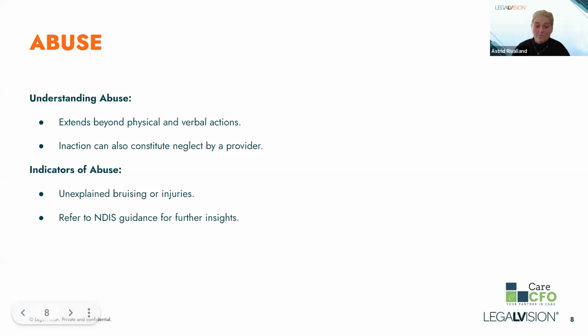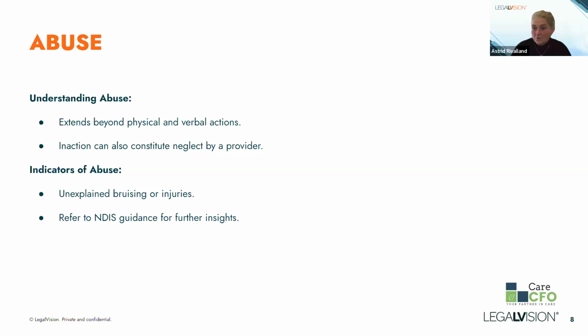What is abuse? One of the things that you will most likely have your staff come to you about is: is this abuse? Do I have to report this? And also, as part of your incident management system, which I'll go through in the next slide, you need to make sure that your staff are trained to recognize abuse. Some of it is very obvious: bruising, broken bones, but others is more subtle.